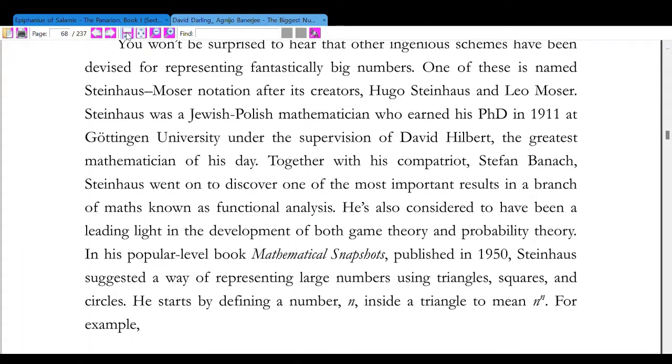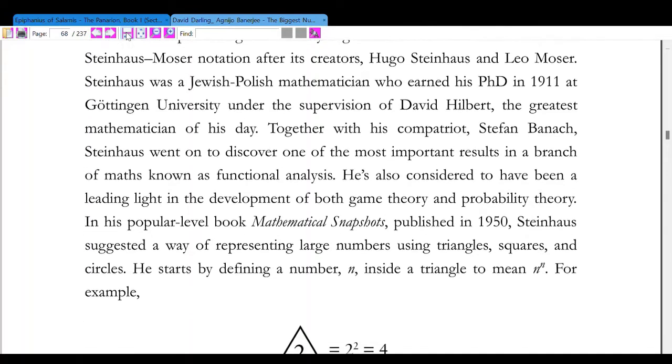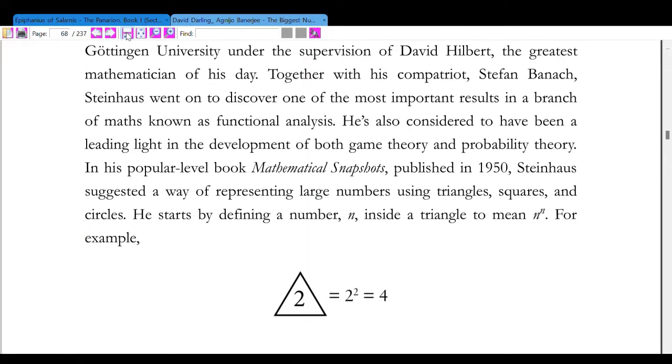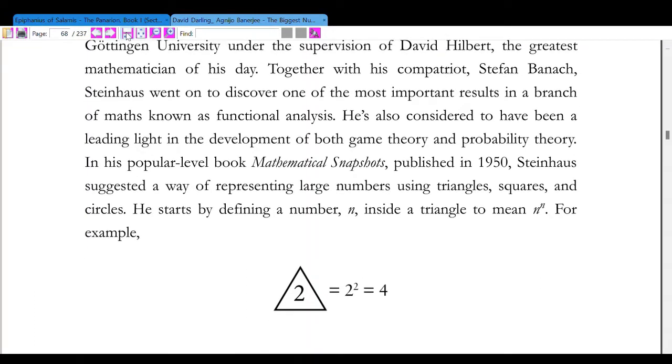Steinhaus was a Jewish-Polish mathematician who earned his PhD in 1911 at Göttingen University under the supervision of David Hilbert, the greatest mathematician of his day. Together with his compatriot Stefan Banach, Steinhaus went on to discover one of the most important results in a branch of maths known as functional analysis.